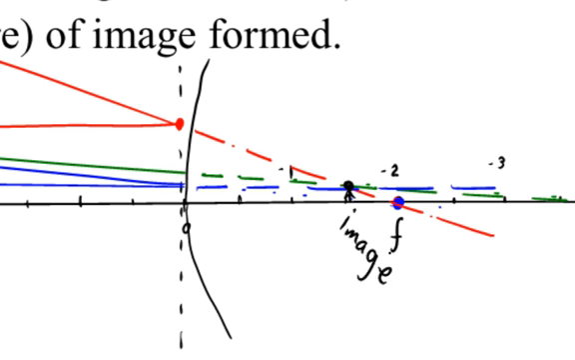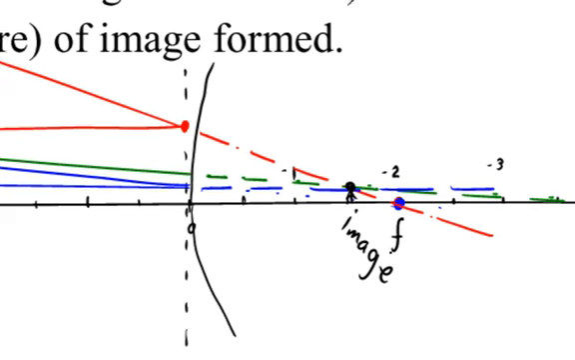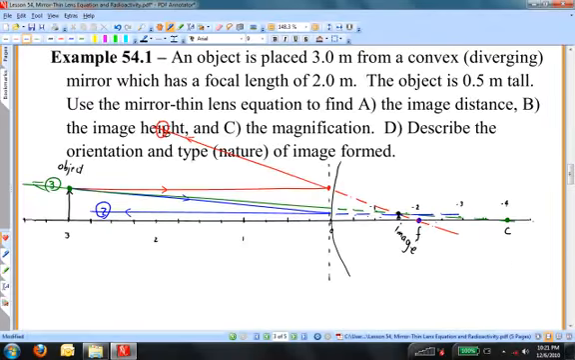It looks like on this ray diagram that location is about 1 3/4 meters behind the mirror. So according to this rough ray tracing, it looks like our image distance SI is going to be negative 1.75 meters. We still need to make a calculation of that. Now let's actually do the algebra.